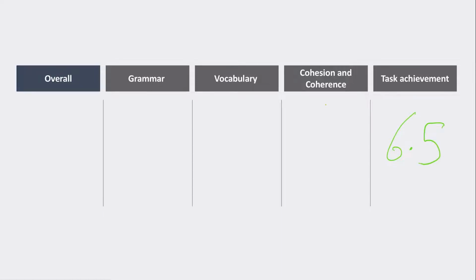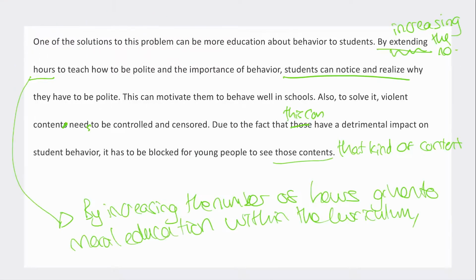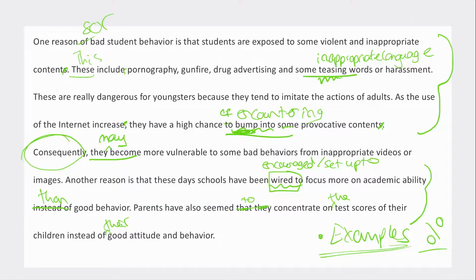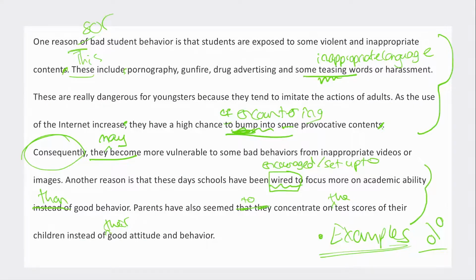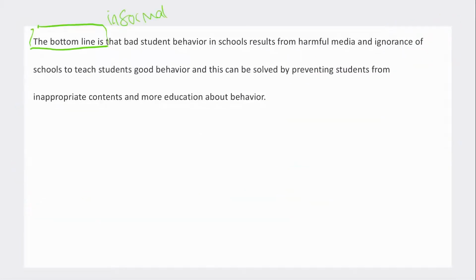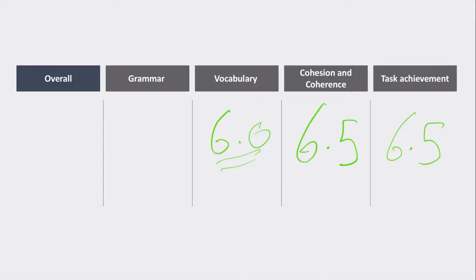Coherence and cohesion, it was pretty coherent. It linked together well. I'd probably give a 6.5 to that. It was logical. The ideas linked together. Vocabulary, I'd probably give a 6 because there were instances of informal or inappropriate word choices, particularly in stuff like this means for bad behavior, wired to, and things like that, which I think could be improved upon.